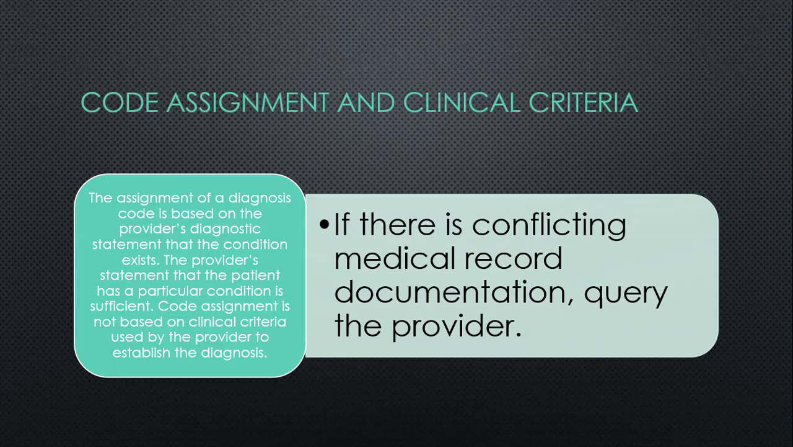So it says if there is conflicting medical record documentation, then you need to query the provider. So if somewhere in the medical record it says that the condition is suspected or rule out or versus, then you need to query your provider and get confirmation on whether it is truly confirmed or you only need to code signs and symptoms if the diagnosis has not been confirmed.